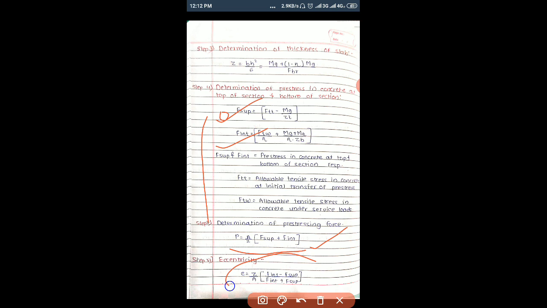Then we'll calculate the eccentricity. It is E equals Z by A. We know this formula, we have used this formula very frequently. It is Z by A times F int plus or minus F sup divided by F int plus F sup. So it will complete our design steps for the one-way slab post-tension. In the next lecture we'll go for the numerical and we'll complete our second unit.